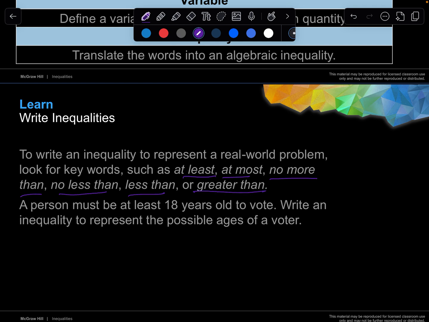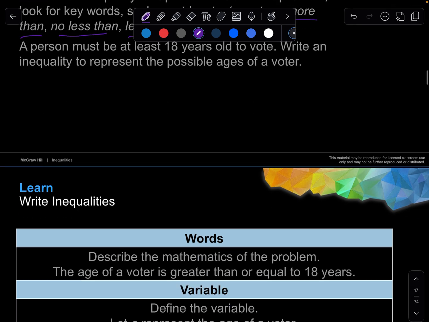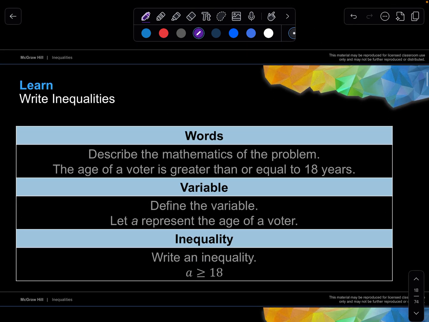A person must be at least 18 years old to vote. Write an inequality to represent the possible ages of a voter. Right? Now here, we're told that age of a voter is greater than or equal to 18 years. So if we have A representing the age of the voter, my inequality is going to be A is greater than or equal to 18.